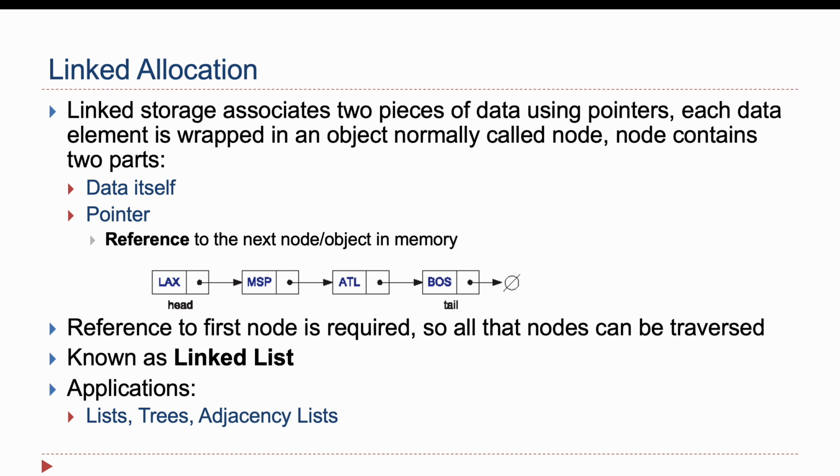In conclusion, linked allocation is a widely used method of data storage in data structures. It allows for dynamic memory allocation and can be used to implement various types of data structures. However, it does have its drawbacks, including slower performance and the possibility of not having enough free memory for allocation.